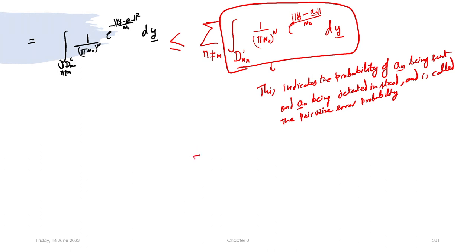This is equal to, given n not equal to m, the probability that am is detected as an. So, this is called the pairwise error probability, or in other words, this is known as the PEP. Fine. So, now let us try to evaluate the pairwise error probability in this case.